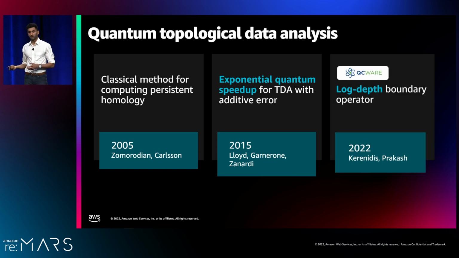Our contribution from our research team in 2022 was that we can actually encode this gigantic boundary operator in just logarithmic depth on a quantum computer. And this, alongside some other very promising work in quantum topological data analysis, allows us to start experimenting with this in the next few years. So this is a huge leap.